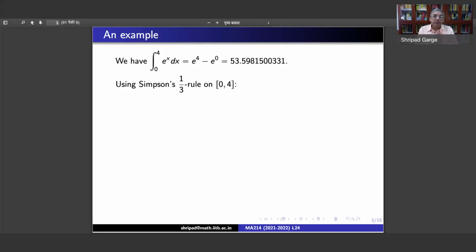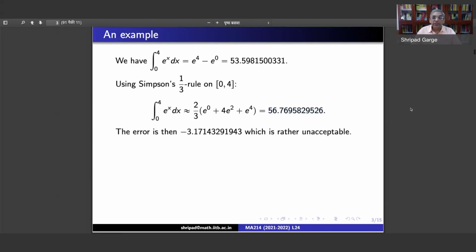Now suppose we use Simpson's one-third rule. We have seen that instead of looking at the trapezoidal rule, Simpson's rule is more effective. So this is the best rule that we have among the rules which are obtained by using a single polynomial. So we use Simpson's one-third rule and we get the formula to be 2 by 3, because now h by 2 is 2 and then one-third is given by Simpson's one-third rule, and you have e power 0 plus 4 e square plus e power 4, and this answer turns out to be 56.76.